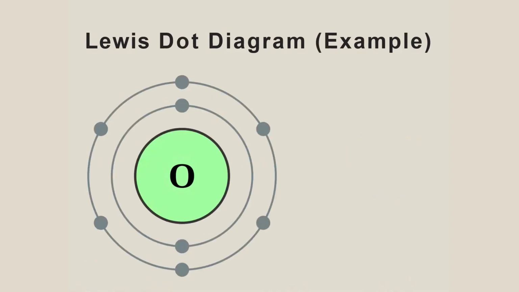Oxygen has 8 electrons. So the electron configuration will be 2, 6. The outermost shell has 6 electrons. We can draw the Lewis dot diagram.